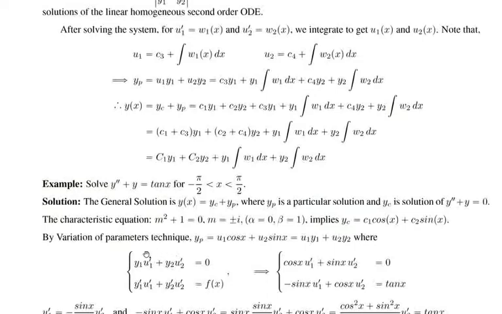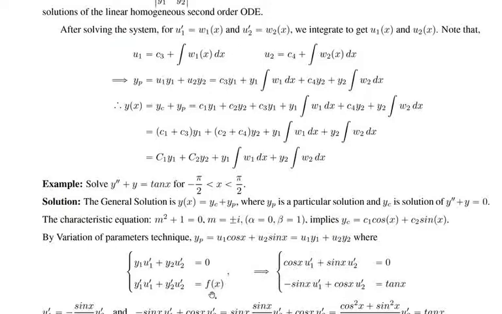So u1 and u2 satisfy the following two equations. We have y1 times u1 prime plus y2 times u2 prime equals 0, and then the second equation has the same unknowns, u1 prime, u2 prime, but y1 and y2 are differentiated, and we set it equal to f of x. We already know what y1 and y2 are, so we can plug them in. y1 is cosine x, its derivative is minus sine x. y2 is sine x, its derivative is cosine x.